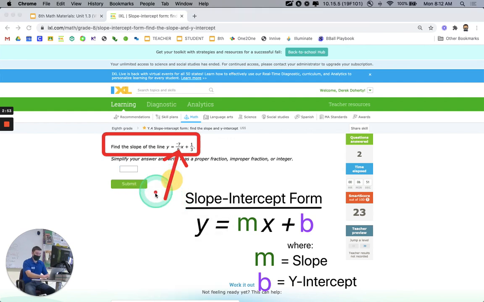The next question is again asking us to find the slope. This time the equation is y equals negative 7/9 times x plus 1/3. So again, if it's slope, I don't know why they're asking slope repeatedly and never asking y-intercept, but you're going to look for whatever is multiplied with x, in this case, negative 7/9.